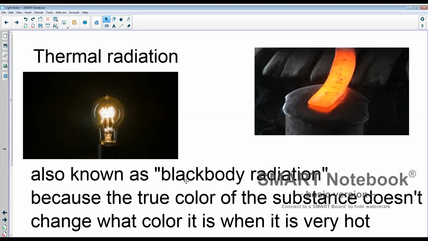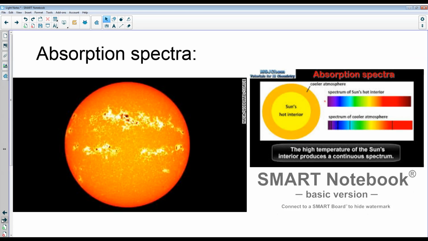We call this black body because it doesn't matter what color the filament was before you turned it on, or what color the iron was before you heated it up, because the color that it produces is independent of its paint color or whatever. So we just take them all to be black, other than the color that they're emitting based on their temperature.